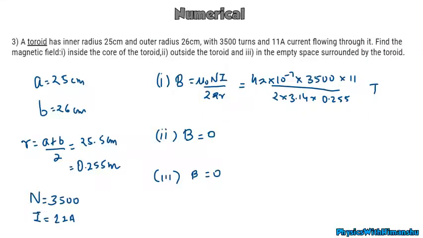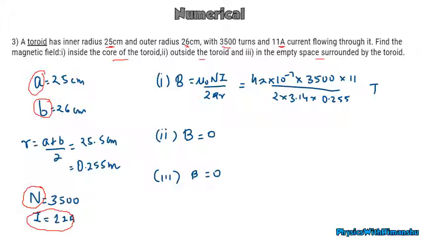Okay, let's solve a numerical now. A toroid has an inner radius of 25 centimeter, so a is given. Outer radius of 26 centimeter, so b is given. With 3500 turns, so the number of turns is given, that is equal to 3500. And a current of 11 ampere, so I is given to be 11 ampere. Find the magnetic field inside the core, outside the toroid, and in the empty space surrounded by the toroid.